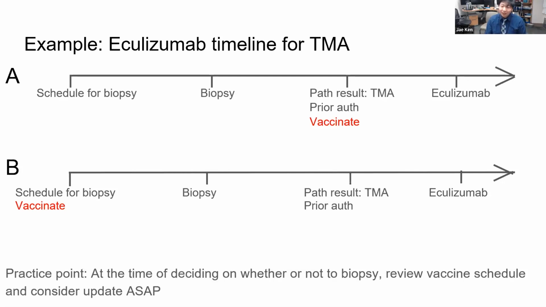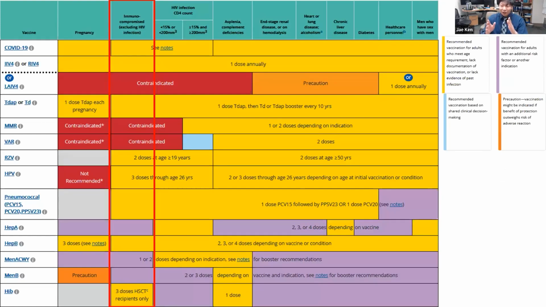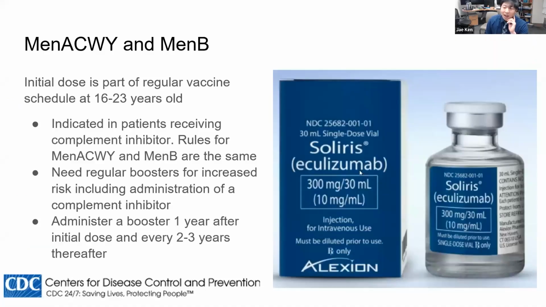Yes. All right, complicated chart. Just focus on the red here. Within this immunocompromised category, since the other ones are standard of care, we're going to focus in on zoster, pneumococcal, meningitis, and Hib. MenACWY and MenB. The initial dose is a part of our regular vaccine schedule at 16 to 23 years old.